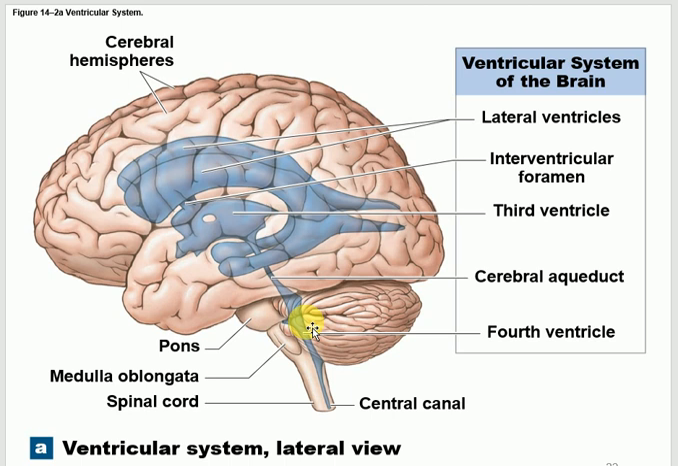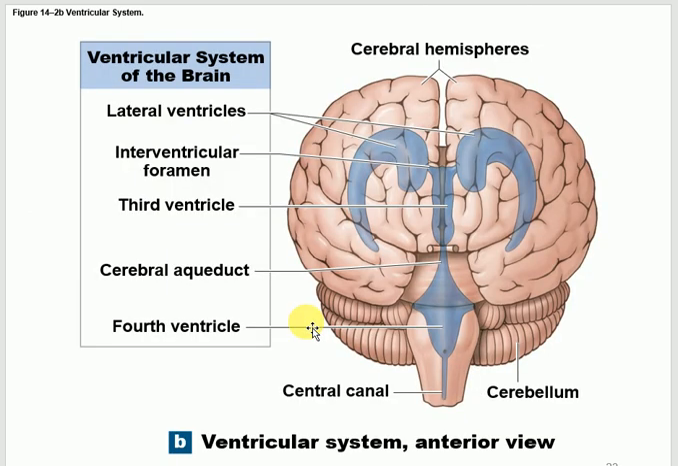So this is how it works. Look at this picture here, same thing, but you're looking from the back. Here is the right lateral, left lateral, interventricular foramina to the third. From the third, the cerebral aqueduct to the fourth, then to the central canal.